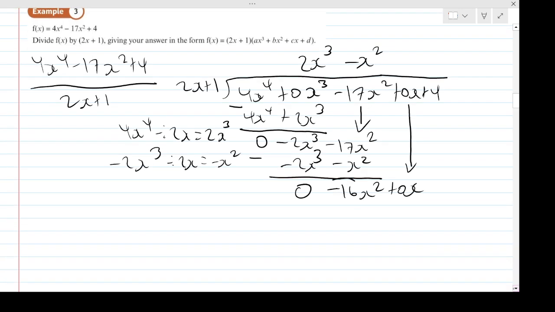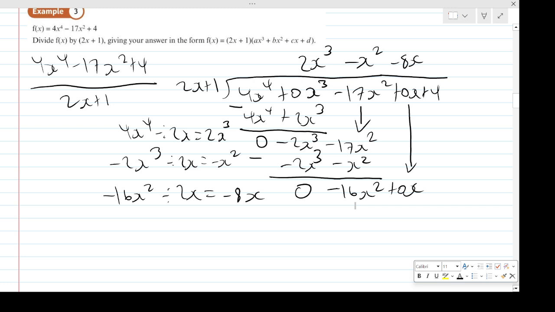So then what's the highest power here in this bottom row? Well, it's minus 16x squared. So then I need to divide that highest term by the highest power again, which is 2x. So divide by 2x. That'll be minus 8x, right? Minus 8x. There we are. So then I write minus 8x up here. And then I do the same thing. So I have minus 8x, then times by all the terms outside the bus stop. So minus 8x times 2x will be minus 16x squared again. And then minus 8x times 1 will be minus 8x. And that's a 0x. There we are.